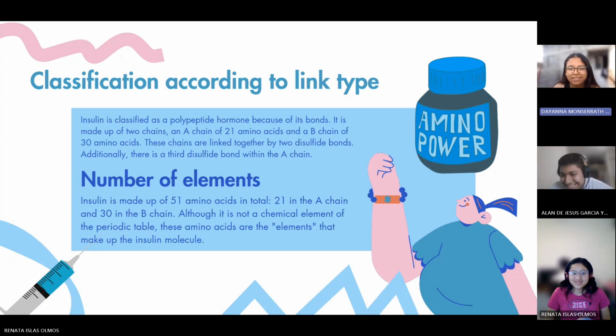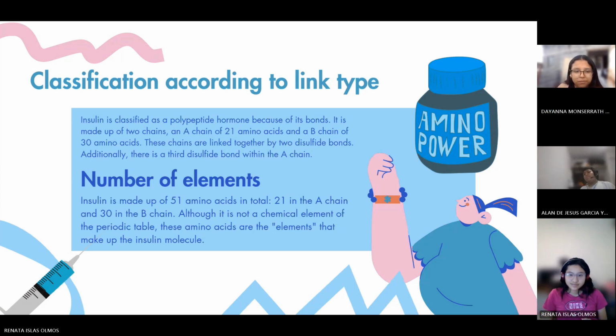Classification according to lipid. Insulin is classified as a polypeptide hormone because of its bonds. It is made of two chains, an A chain of 21 amino acids and a B chain of 30 amino acids. These chains are linked together by two disulfide bonds. Additionally, there is a third disulfide bond within the A chain.